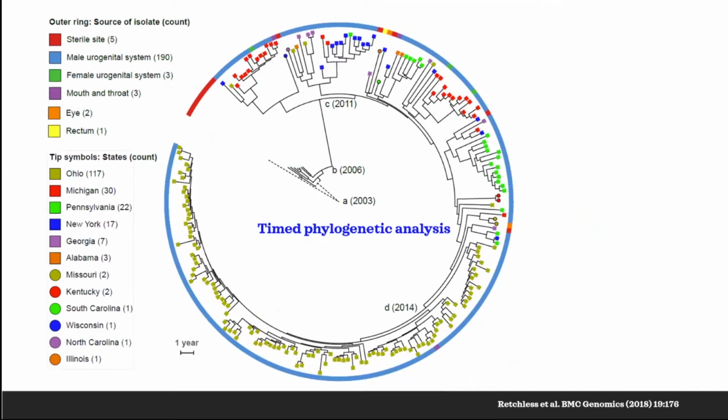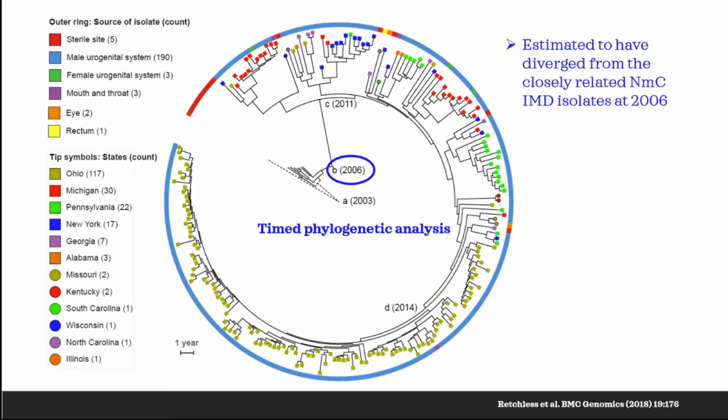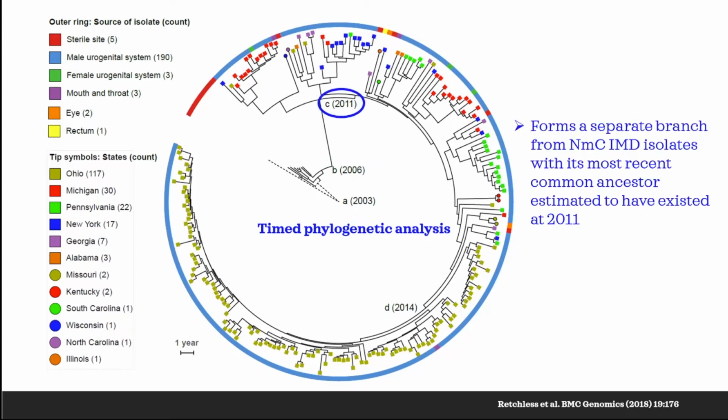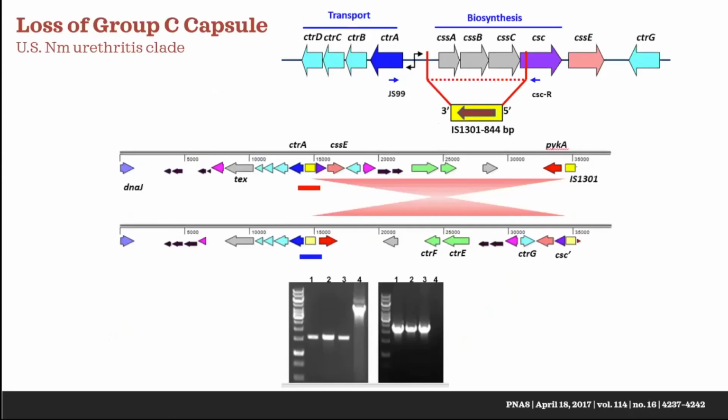This time, phylogenetic tree analysis looks at the evolution of this clade, estimated to have diverged from a closely related serogroup C invasive organism around 2006, and by 2011 had formed a separate branch of isolates, with the most recent common ancestor to have existed at 2011. And again, we're looking at isolates from a variety of places in the US in this particular analysis done a couple of years ago.